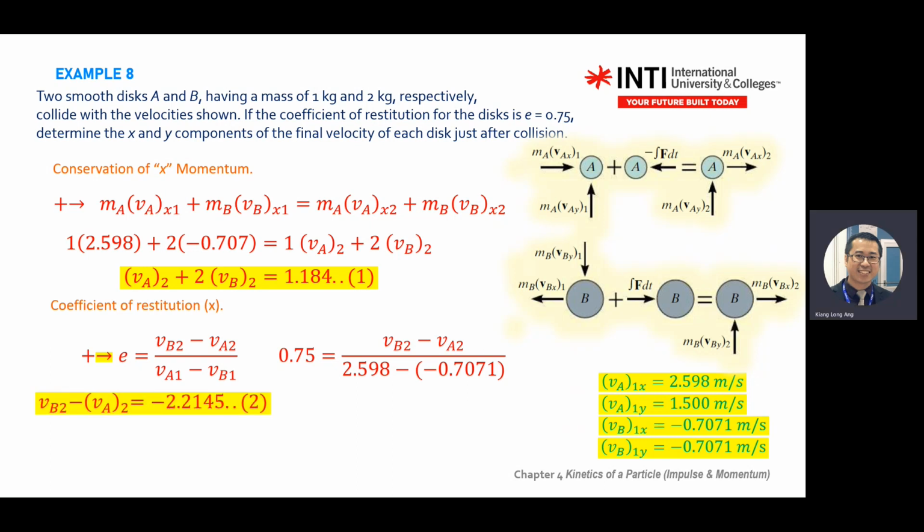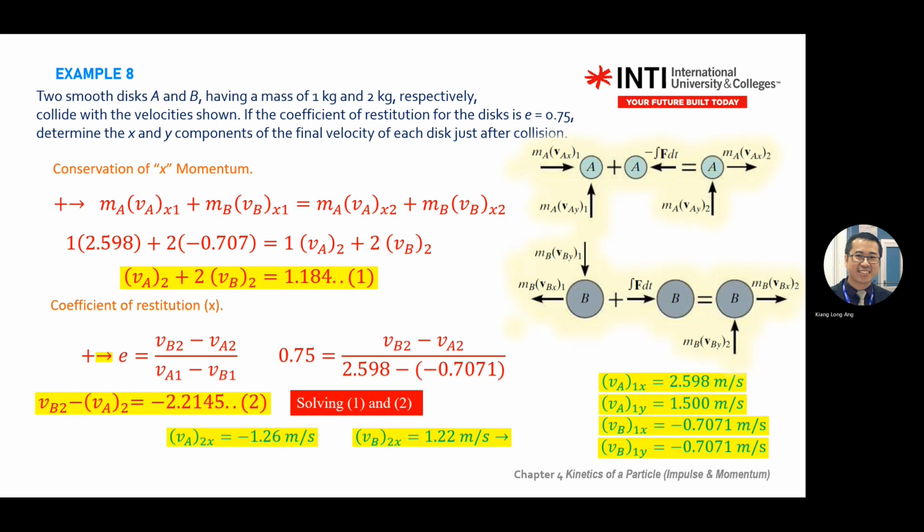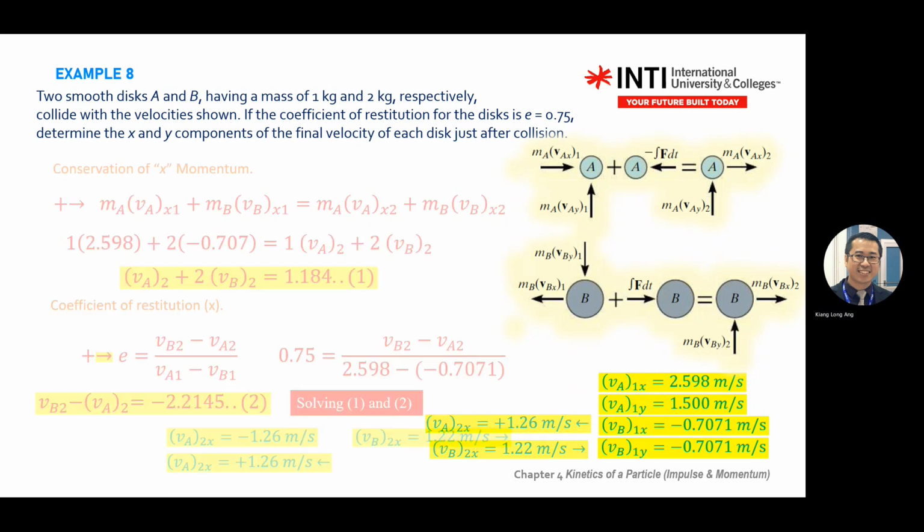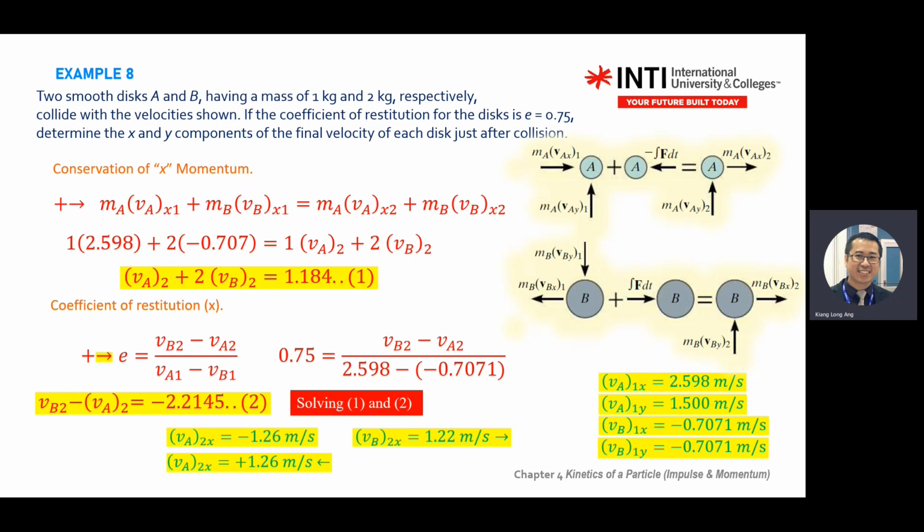So here you have two linear equations. Solve these two simultaneous equations. You will get velocity A after impact, velocity B after impact. This is for x direction only. X direction only. You need to find for y. So for example, your answer for A is you get negative. You need to tell the reader that the direction is pointing to the left for A after impact. Right? Because our general or principal direction is all positive to the left.